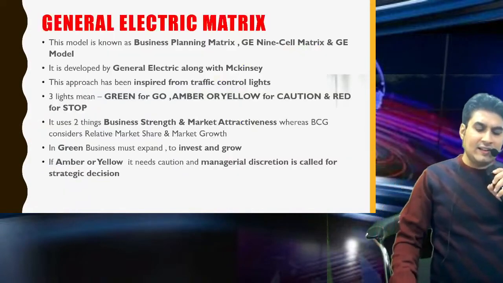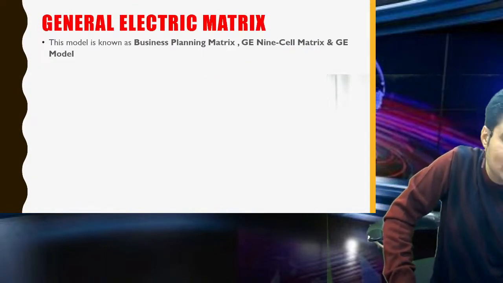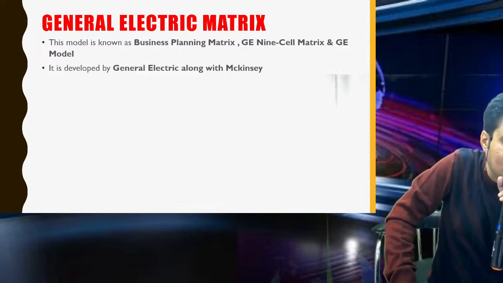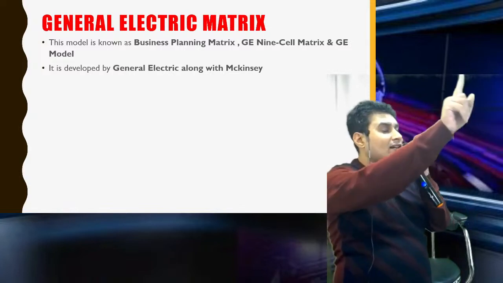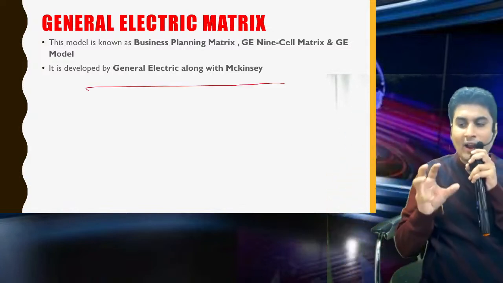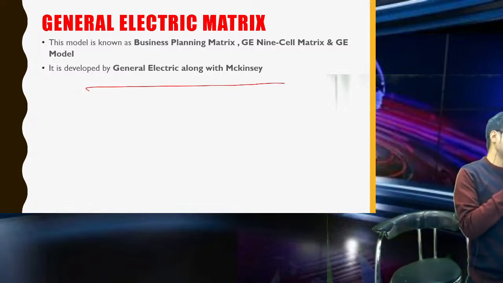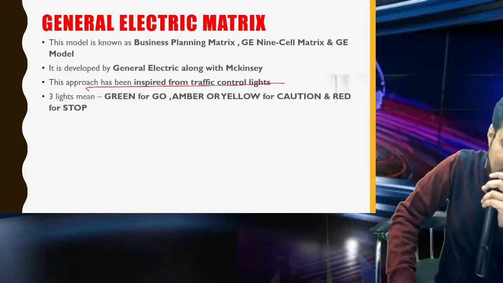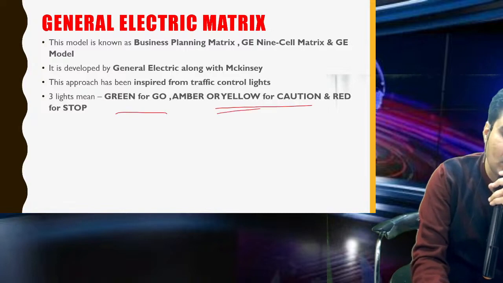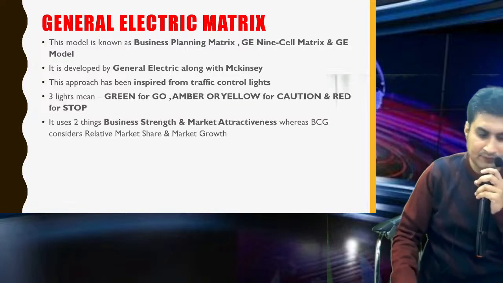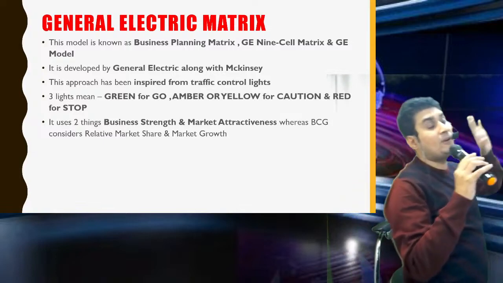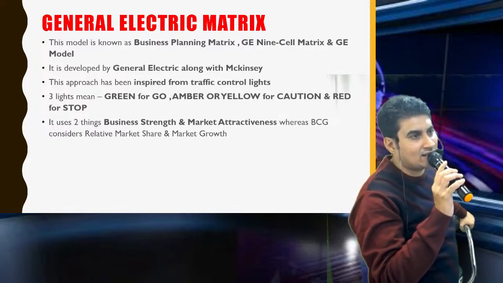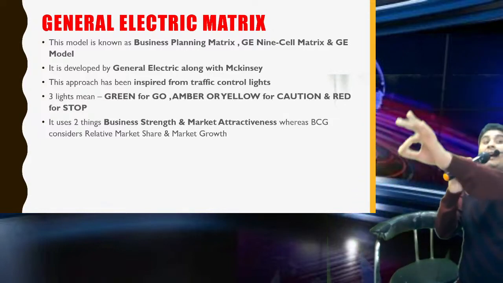Now, based on this little knowledge we got, I will read this much and then we will call you. This is known as what matrix? Tell me. Business planning, GE 9 cell or GE model. It was developed by General Electric along with McKinsey. Who had the problem? General Electric. To whom did they go? McKinsey. This approach is inspired from the traffic light. Three lights: green for go, yellow for caution, red for stop. It uses two things, which you must compulsorily remember: business strength and market attractiveness. One more time, strength and market.